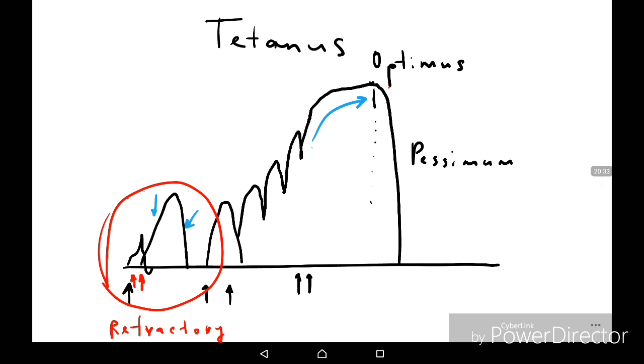If the muscle is again stimulated at the exaltation phase, we will have optimum. And if the muscle is stimulated at the refractory period, here, then we will have pessimum, the muscle will completely relax and will be inhibited.